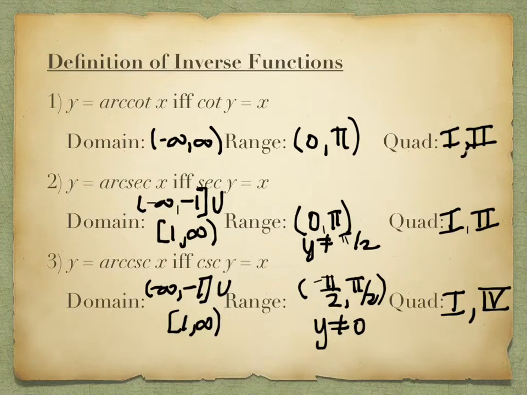You notice that sine and cosecant and what else have the same quadrants? Tangent. So sine, cosecant, and tangent are all quadrants 1 and 4. Whereas cosine, its reciprocal secant, and cotangent have the quadrants 1 and 2, right? So there's some interesting things there.